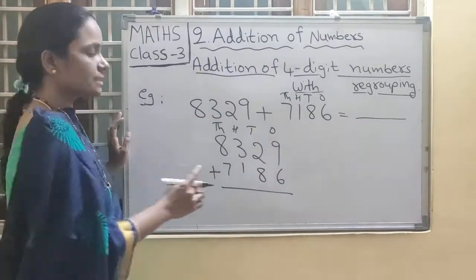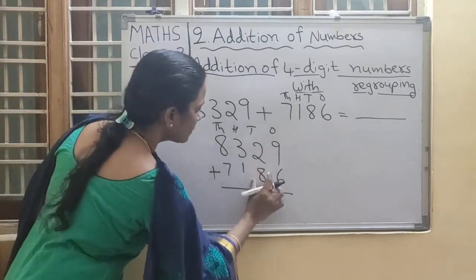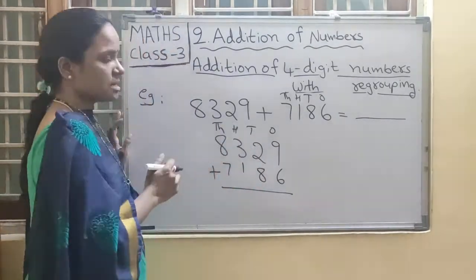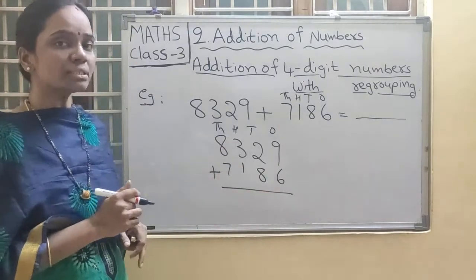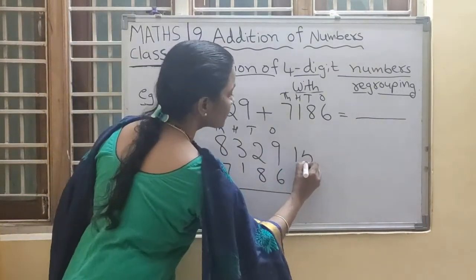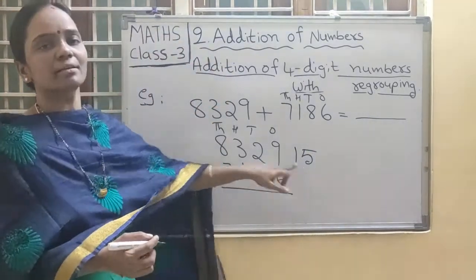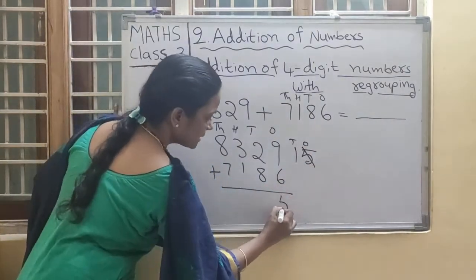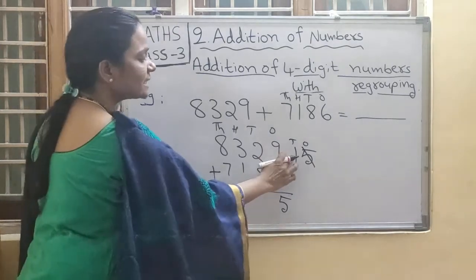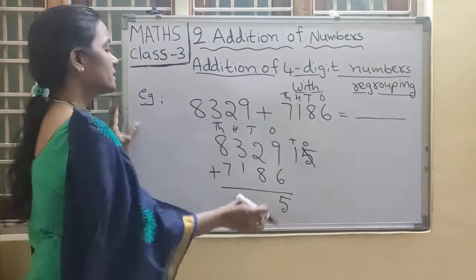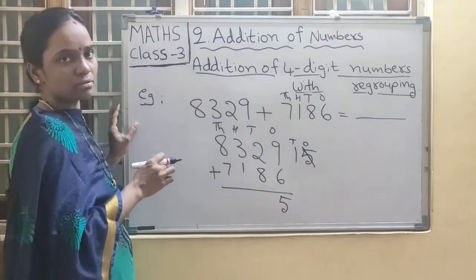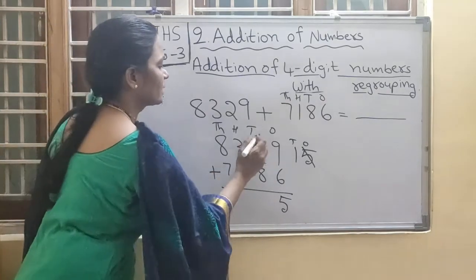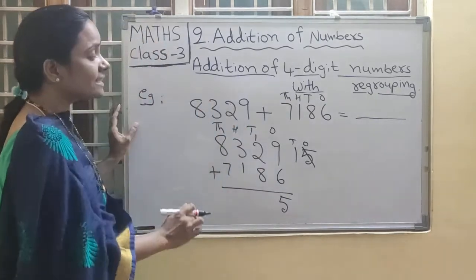How much, children? These numbers should come in the same line. Okay, children? Yes. 9 plus 6 is how much, children? Very good. 15. Two-digit number. So ones place, tens place. The ones place digit is written in the ones place, and the tens place digit is the carry over, which is forwarded to the tens place. So what is the carry over here? 1.